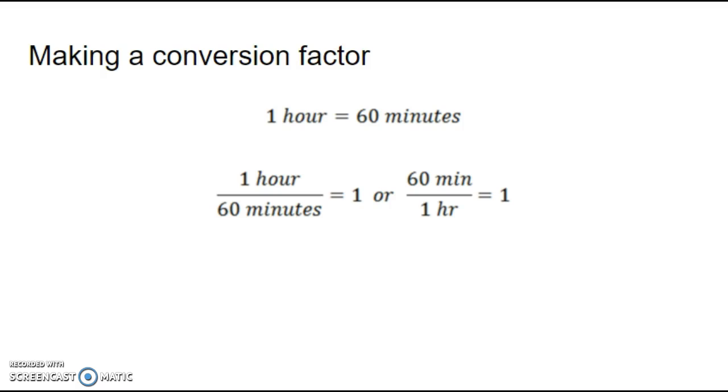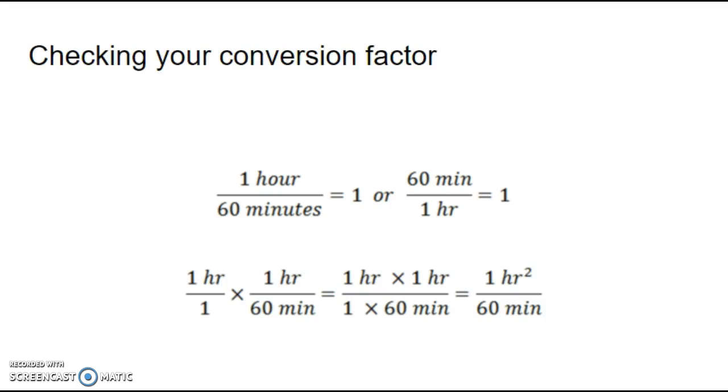So let's say that I ran the race in 1 hour and I want to convert that into minutes. Let's check which one we'll use out of these two conversion factors. Let's say we chose to use a conversion factor of 1 hour over 60 minutes. Let's take a look at our units. We have 1 hour times 1 hour divided by 60 minutes. We can't cancel out any units, and our final answer is in an even more complicated form. So this conversion factor did not help us.